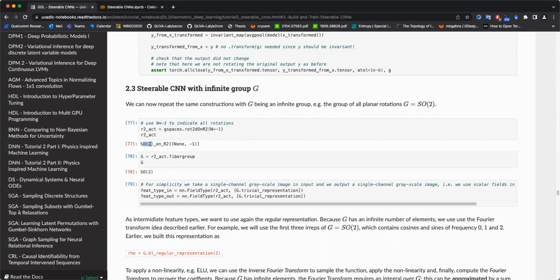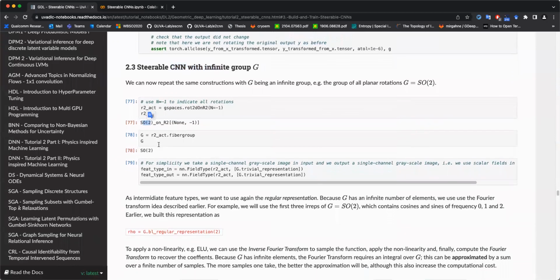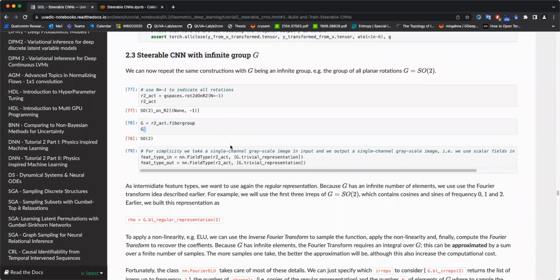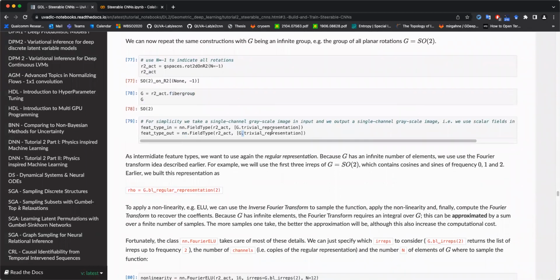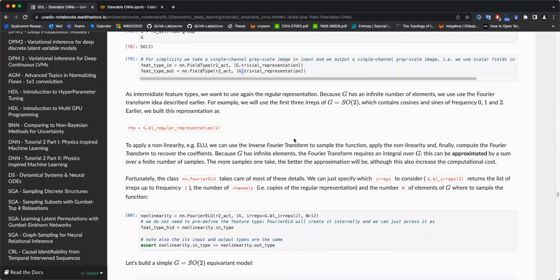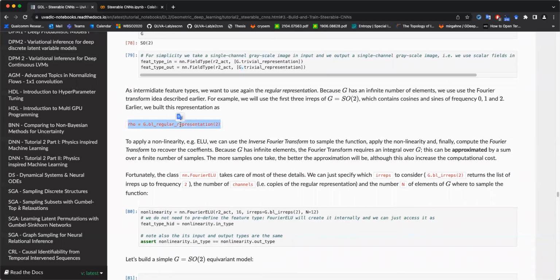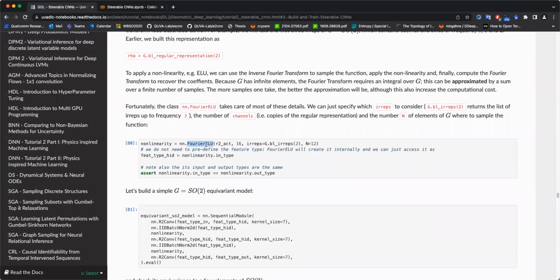So you see, this is actually the group SO(2) acting on R^2. The fiber group is SO(2). We can build feature types like before, essentially the same strategy. But this time, instead of the regular representation, we build this band-limited regular representation only up to a certain frequency, for example, 2. And with respect to before, we cannot apply ReLU anymore because ReLU is equivariant only when it's applied on the function sampled on each group element, which we cannot really do explicitly.